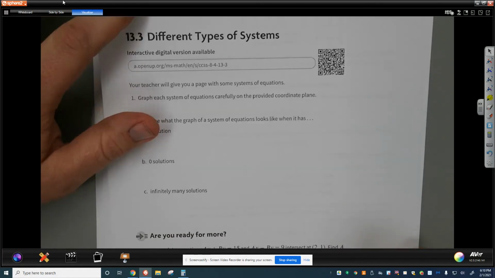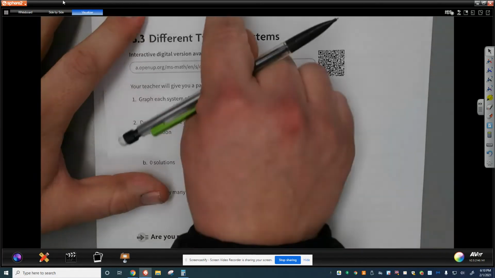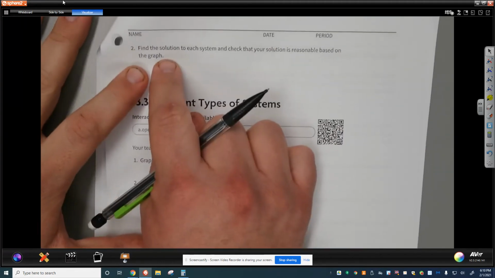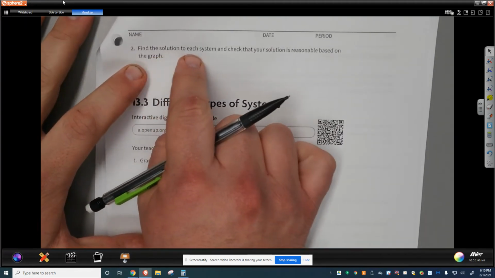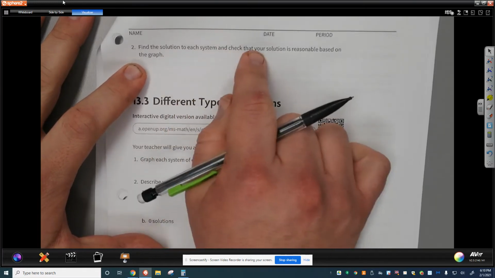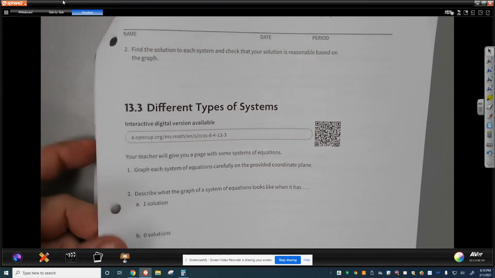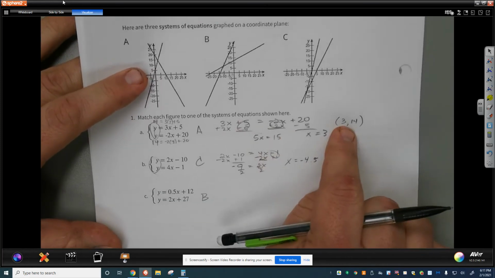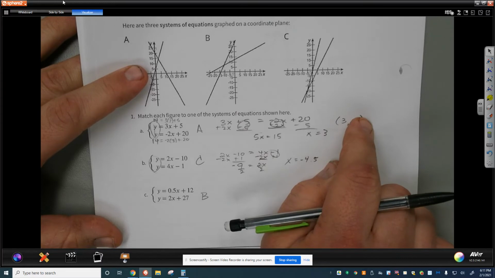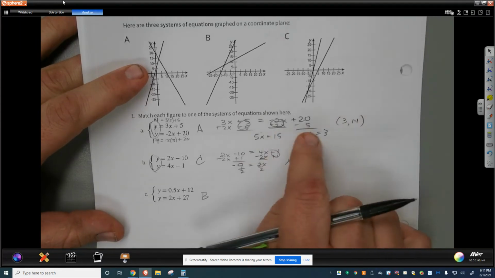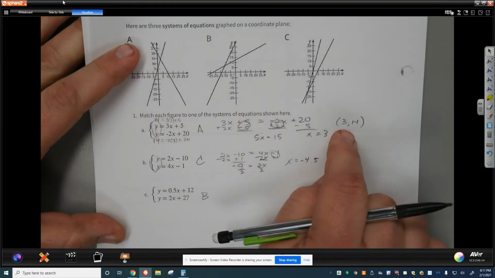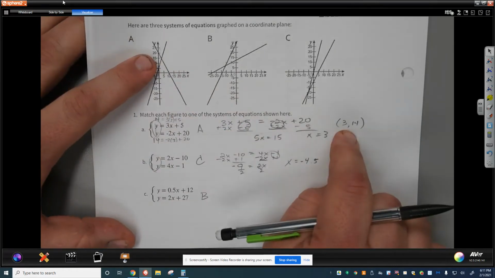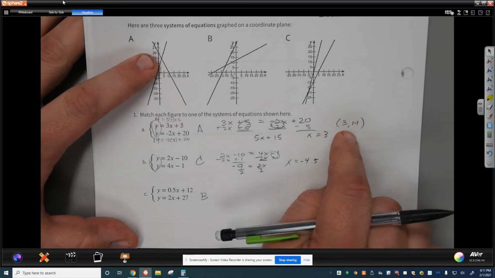When we find a solution to each system, we need to be able to check that solution is correct based on the reasonableness of the graph. And that's exactly what we're doing here. Checking that our solution, we found the solution, and then we checked the reasonableness of it by finding it and comparing it to the graph to make sure that it really does match up where it looks like it was or where it would appear to be.